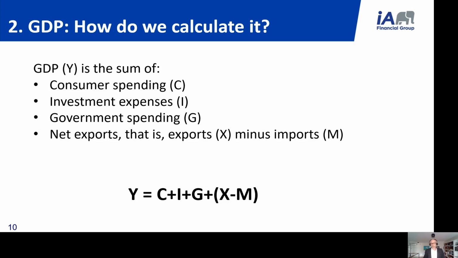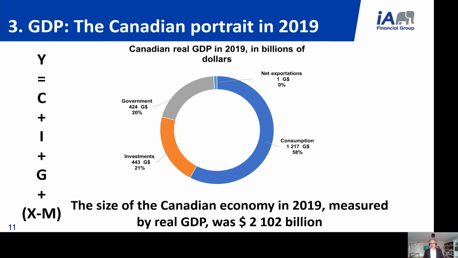That's all good. But how does this relate to the Canadian economy and the situation that we're in now? So in 2019, the last year for which we had good comparable data, we decided to exclude 2020 because of COVID. In 2019, the size of the Canadian economy measured by real GDP was $2,102 billion. So that's $2.1 trillion in Canadian dollars, of course. Of that, 58% or $1.2 trillion was consumption. After that, you had investments of 21% of GDP, government spending 20% of GDP, and on top, a very meager $1 billion of net exports. It's not that we don't export, it's that we export pretty much as we import. More details on that in a few seconds.